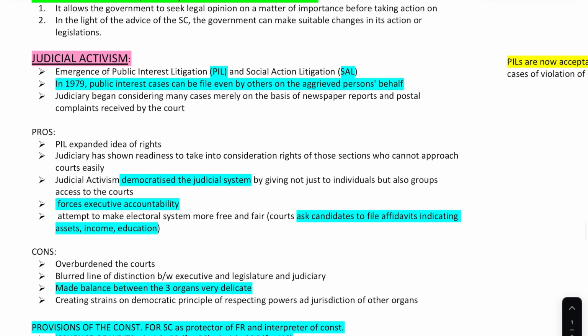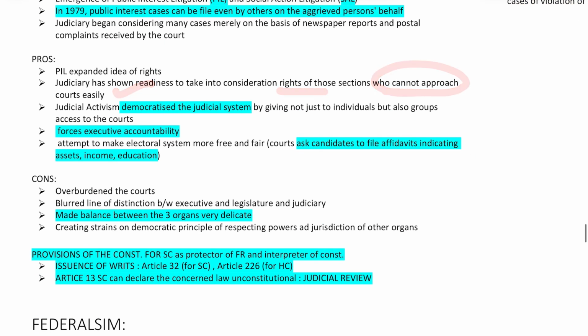Then the pros of judicial activism. PIL expanded the ideas of rights. The judiciary has shown readiness to take into consideration the rights of those sections who cannot approach the courts easily. Judicial activism democratizes the judicial system by giving not just individuals but also groups access to the courts. It forces executive accountability and attempts to make the electoral system more free and fair. Courts ask candidates to file affidavits indicating assets, income, education.